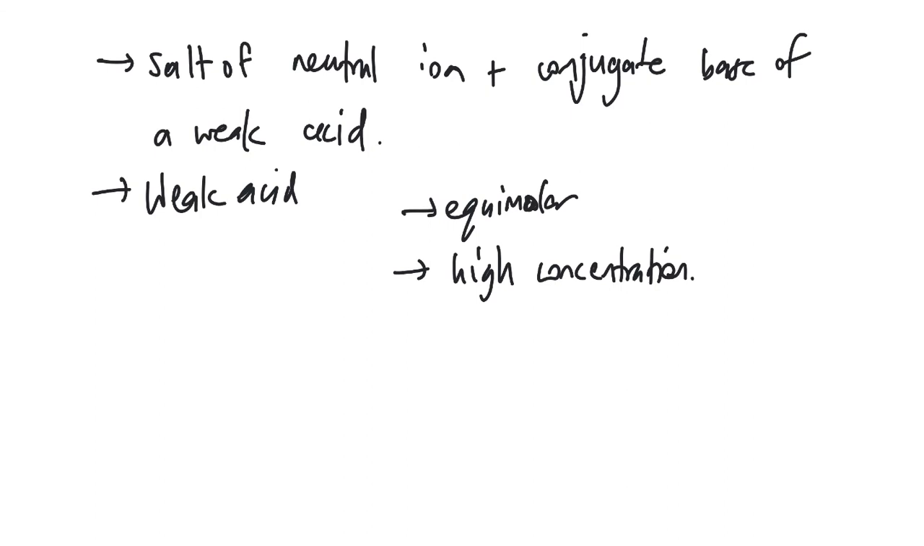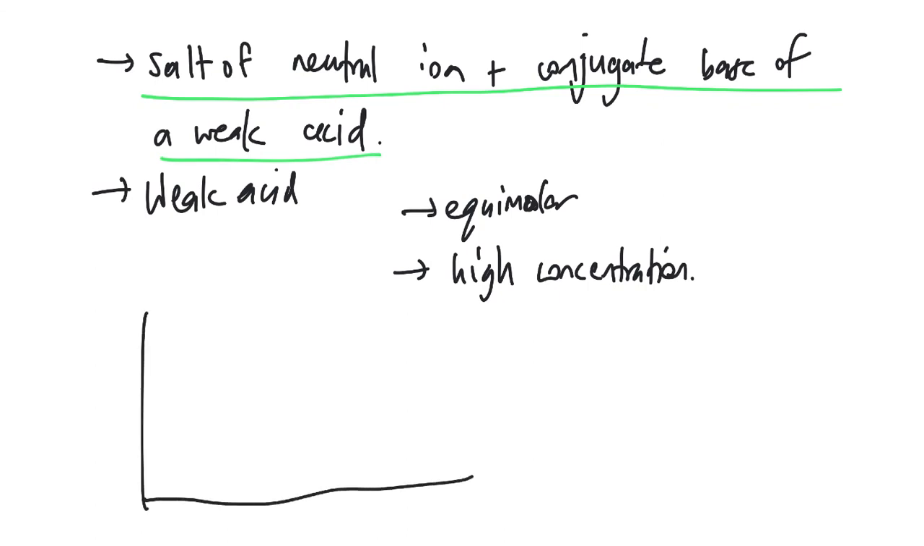If you don't happen to have the salt of the weak acid, can you still make a buffer? Yes, you can. Say this is your weak acid, and by itself, in its weak acid, you have just its conjugate base. All you want is those two concentrations to be roughly equal. So you've got to increase one and decrease the other. How do you increase the concentration of the conjugate base?